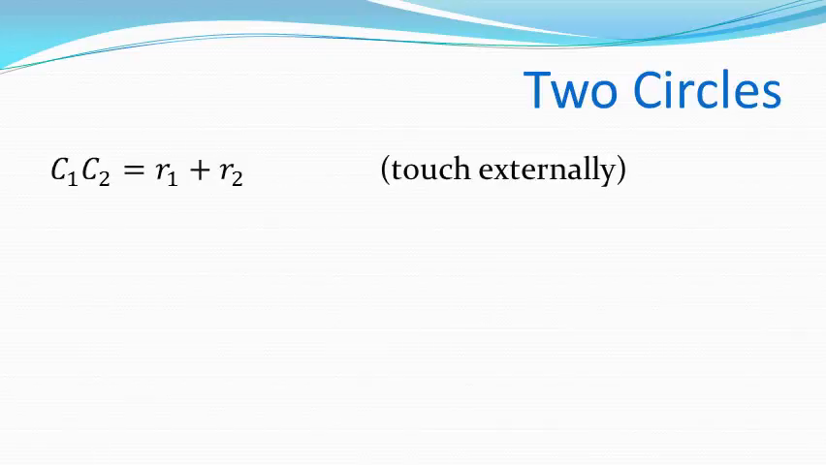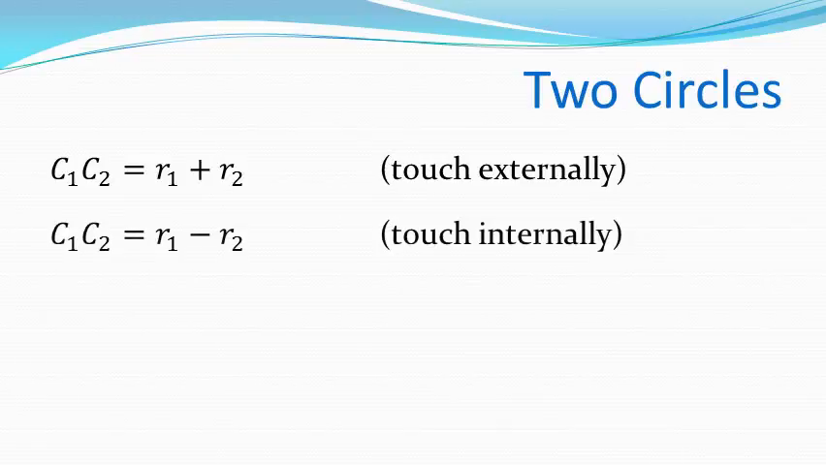Now two circles can intersect, or they might touch externally or internally, or they may not intersect at all. So we have various conditions for those things to happen. So if C1C2 is equal to R1 plus R2, then the two circles touch externally. C1 is the center of the first circle, C2 is the center of the second circle, and R1 and R2 are the radii of the two circles. So C1C2 represents the distance between the centers of the two circles. We will assume that R1 is greater than R2.